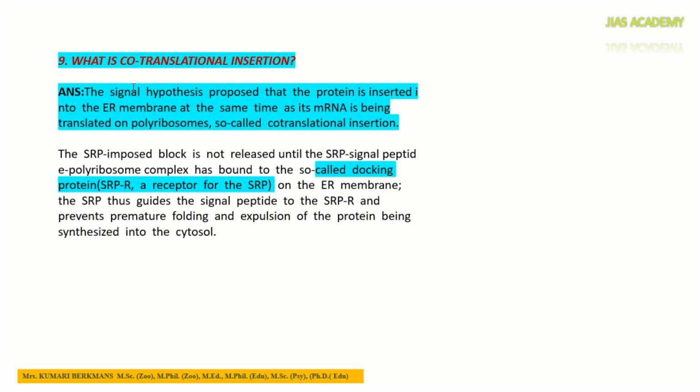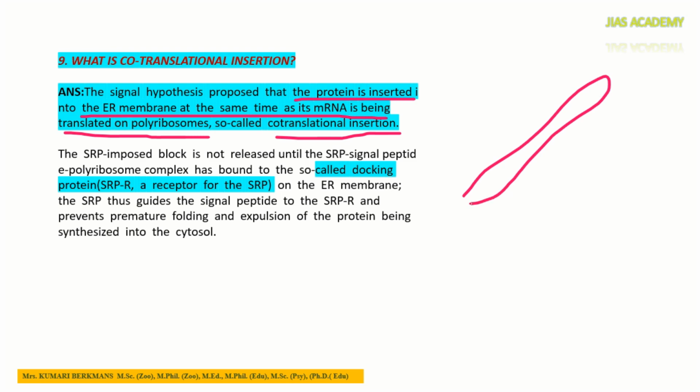Co-translational insertion. The signal hypothesis proposed that the protein is inserted into the endoplasmic reticulum membrane at the same time its mRNA is being translated on polyribosomes, so it is called co-translational insertion. So what is happening here? The protein is inserted into the endoplasmic reticulum membrane.